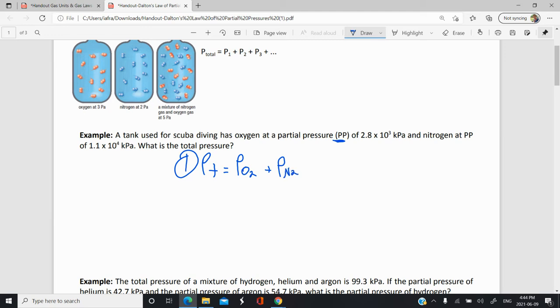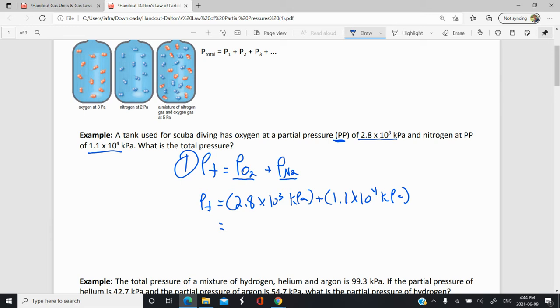We have our partial pressures of oxygen and nitrogen given to us. Partial pressure of oxygen is over here, partial pressure of nitrogen is over here. So we're simply adding these together. Total pressure is equal to 2.8 times 10 to the power of 3 kilopascals plus 1.1 times 10 to the power of 4 kilopascals. You need to make sure that the units of pressure are the same. If you have different units of pressure, make sure you convert them as needed.